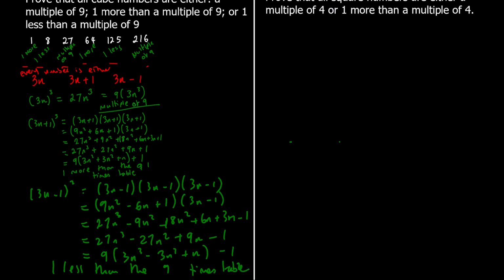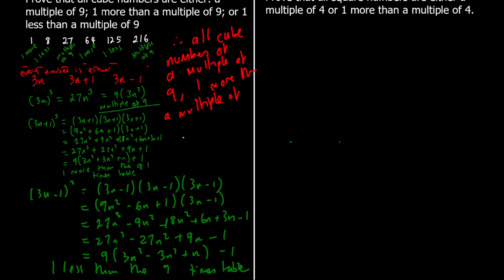So now we could just write a concluding statement to say all cube numbers are a multiple of 9, one more than a multiple of 9, or one less than a multiple of 9.